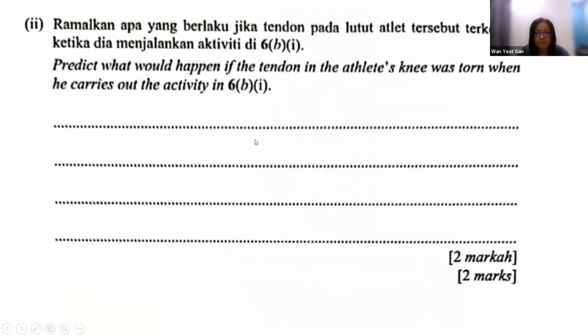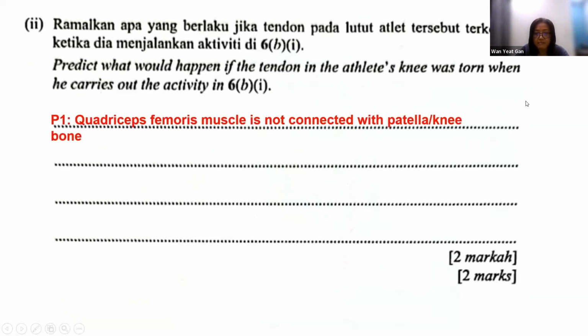Okay, predict what will happen if the tendon in the athlete's knee was torn when he carries out the activity. Now, what will happen? If the tendon is torn, can he still do all his daily activities? Definitely not, right? Because the tendon's function is to attach the muscle to the bone. So if the tendon is torn, then the quadriceps femoris muscle cannot be connected to the knee bone. So the muscle cannot attach to the bone, right?